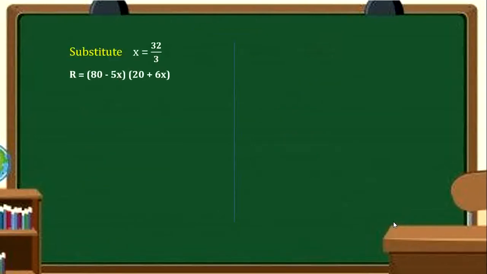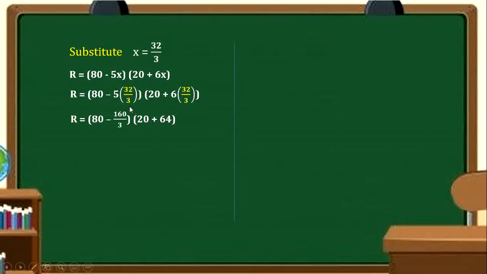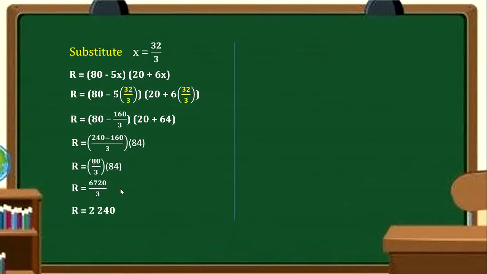Okay, tingnan po natin. Substitute natin yung value ng x. Okay? So, kapag sinubstitute, so magiging 80 minus 160 over 3 times 20 plus 64. Okay. So, pinakita yung solution. Okay, so magiging 240 minus 160 over 3 times 84. So, 80 over 3 times 84. So, magiging 6,720 divided by 3. So, the answer is 2,240.